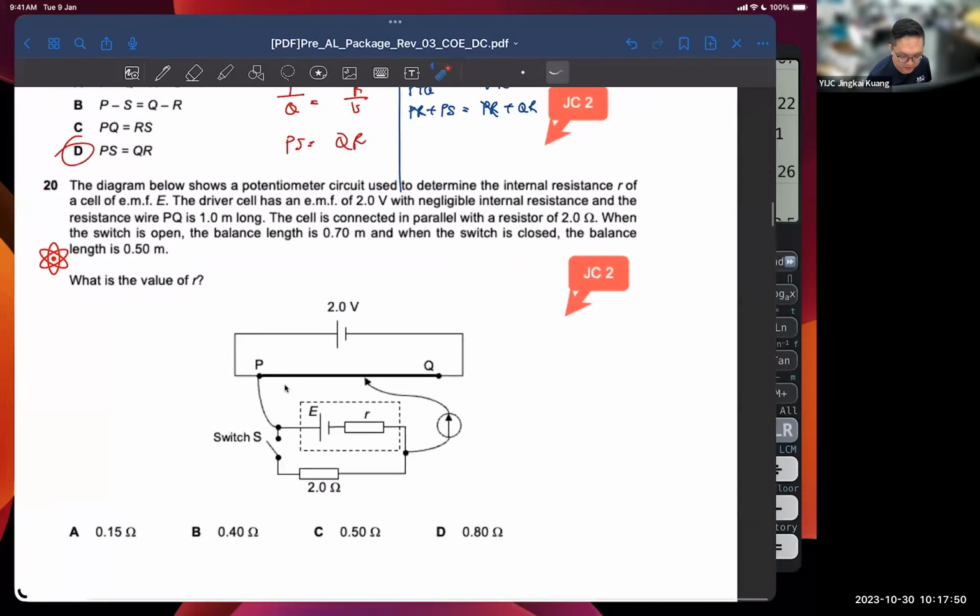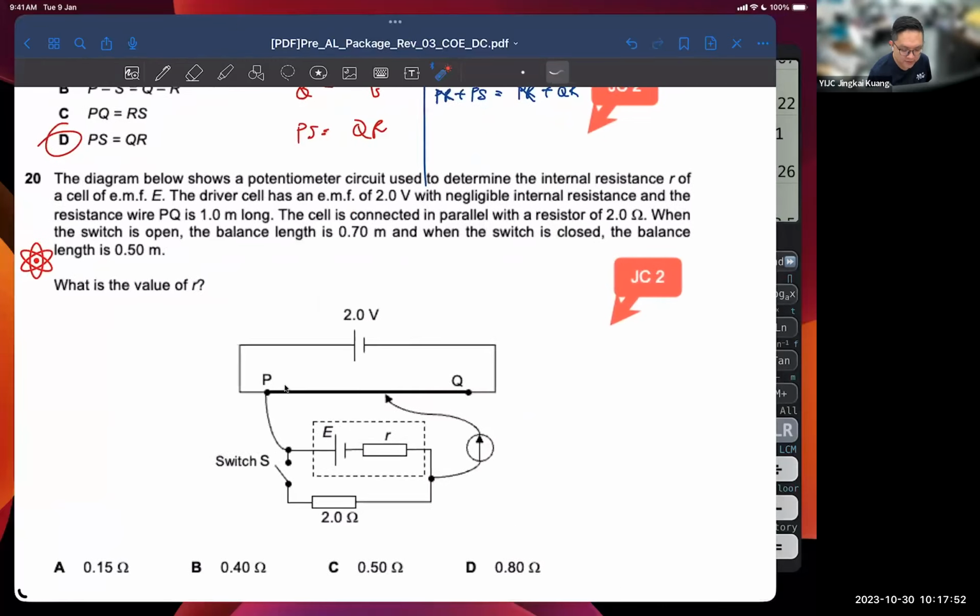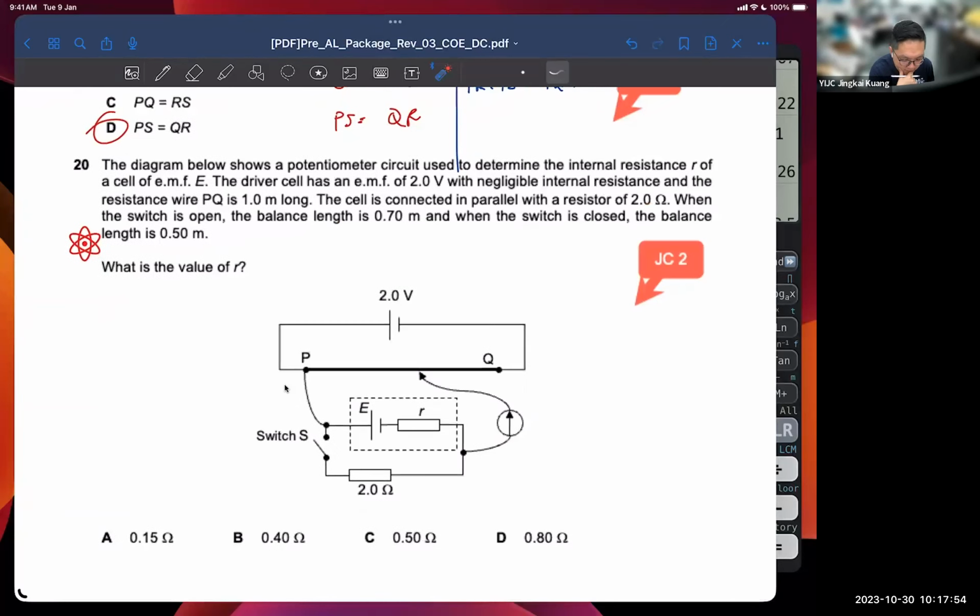I have a potential meter circuit used to determine the internal resistance r of a cell, EMF E. The driver cell has an EMF of 2 volts, negligible internal resistance. So highlight this stuff: internal resistance, EMF E, and r. This is the bottom circuit, E and r, right? Then you have the 2 volt driver cell over here. Internal resistance negligible. Resistance wire PQ is 1 meter long.